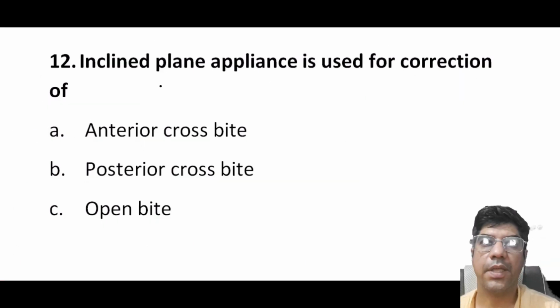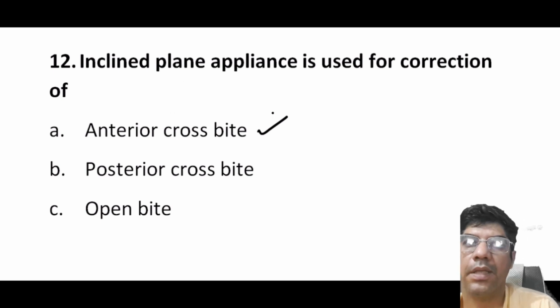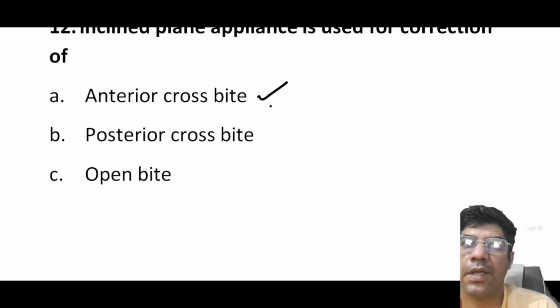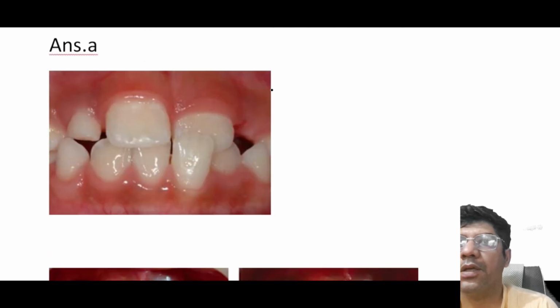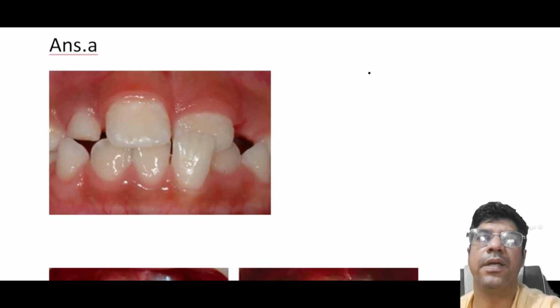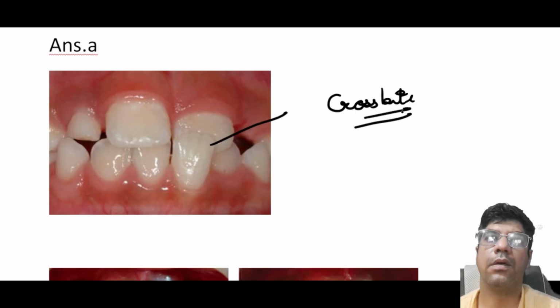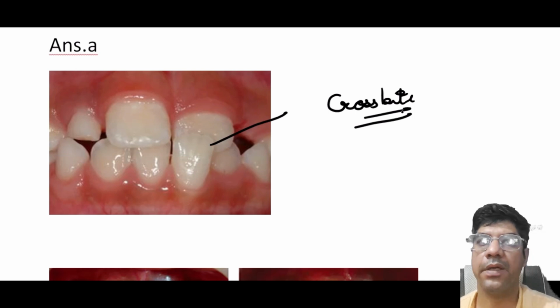So coming to the next question, the inclined plane appliance is used for the correction of, the answer is, anterior crossbite. The inclined plane appliance is used for the correction of anterior crossbite. This one is the anterior crossbite. It is a condition where the upper front teeth are positioned behind the lower mandibular incisors when the jaws are closed. Now what are the things that we can use for the correction of the anterior crossbite?